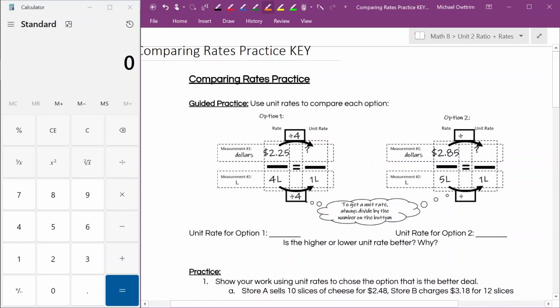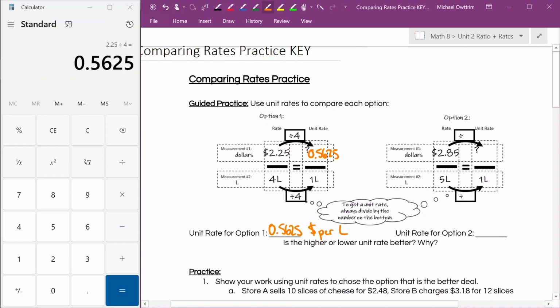So let's take a look at this problem here. We're told to use unit rates to compare each option. Option 1 tells us that we have $2.25 per every 4 liters. And to make a unit rate, we always divide by the number on the bottom. So dividing by 4 on the bottom, 4 divided by 4 gives us our 1 liter unit rate on the bottom. And then we can do our 2.25 divided by 4 on top to get 0.5625 for our top. And so our unit rate for option 1 is $0.5625 per liter.